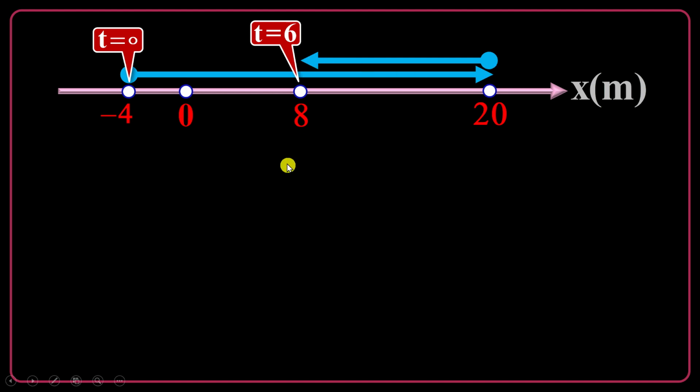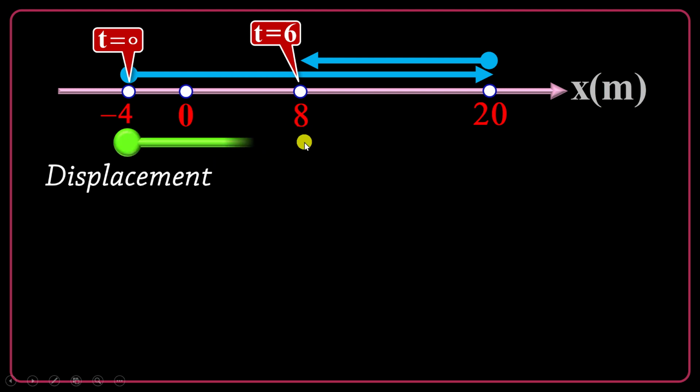Now I ask a question. How much is the displacement? You may know, or you may have watched my videos, previously I talked about the displacement. Displacement is a vector connecting the beginning point and the ending point. So if I connect -4 to 8, regardless of the direction of motion, forget about that, just the beginning and the end, okay?